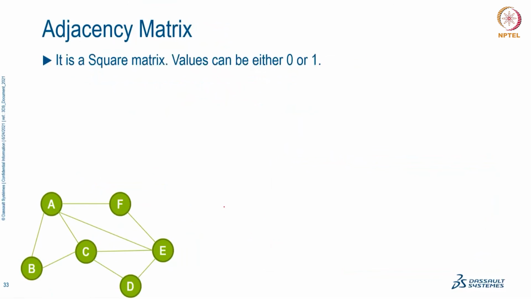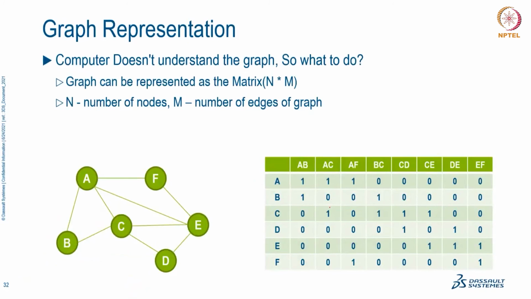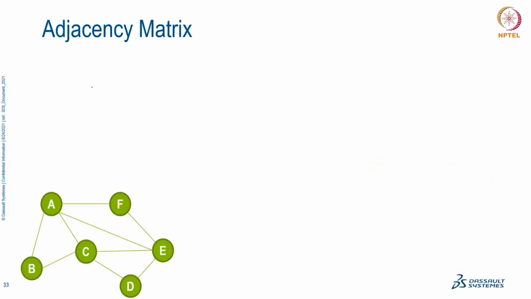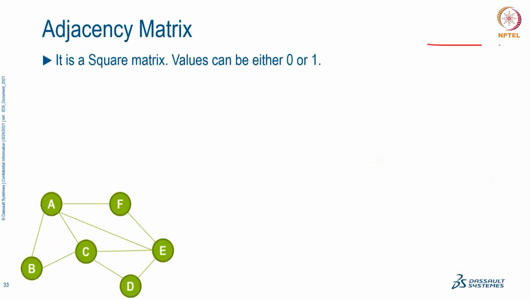So it's a square matrix. As you have seen in this thing, this is not a square matrix, and generally square matrices are better. So for this adjacency matrix, it's a square matrix. So what will be there? There would be nodes listed on the rows and columns.